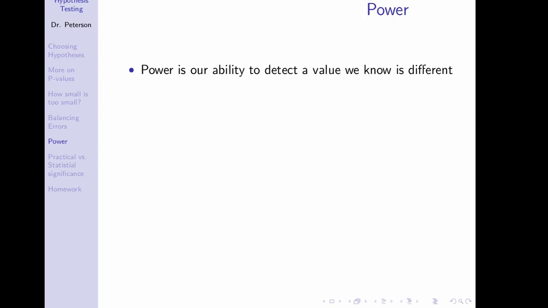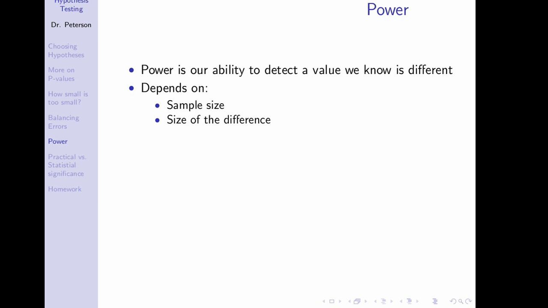Power is defined as our ability to detect a value that we know is different from our null hypothesis. This depends on a large number of things. The sample size: the more samples we take, the more confident we are in our estimate, the easier it is to identify a difference from our null. The actual size of the difference.